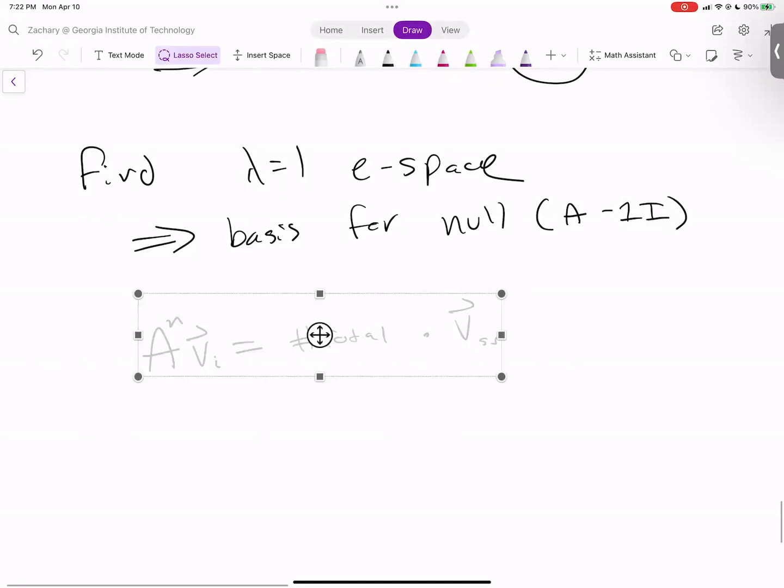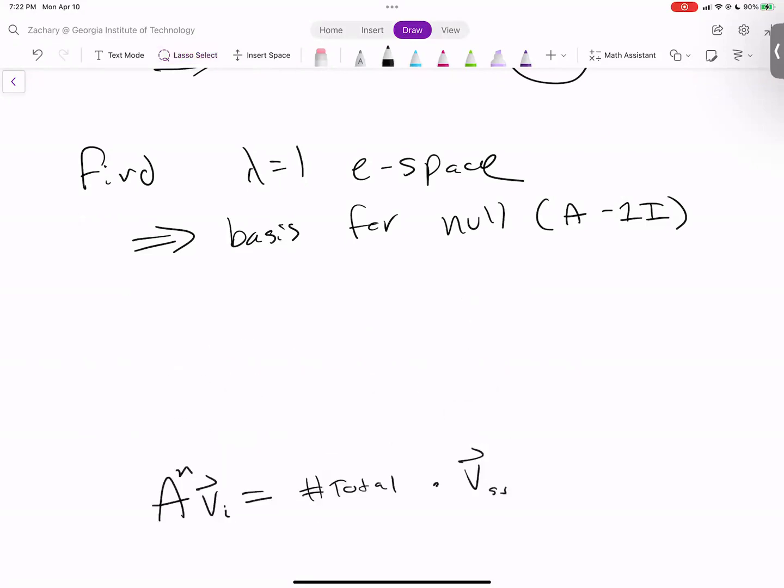So I said that the steady state vector you find, I'll write this as find v steady state. Okay, find the one eigenspace, find the basis for null of A minus 1I. Okay, there's one extra step we have to do. Let's say I find this basis and I get myself the numbers 3, 2.